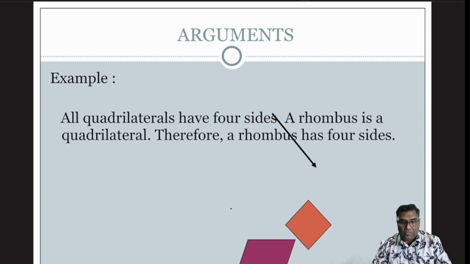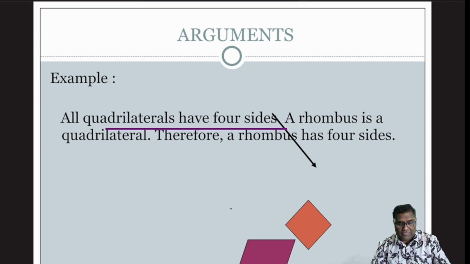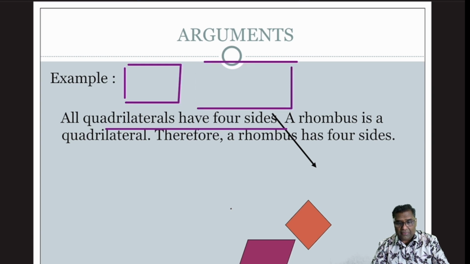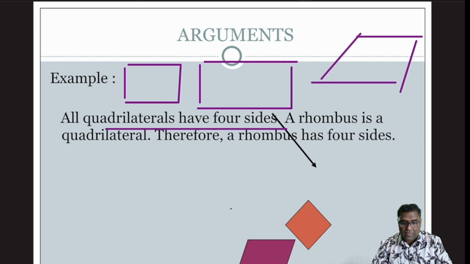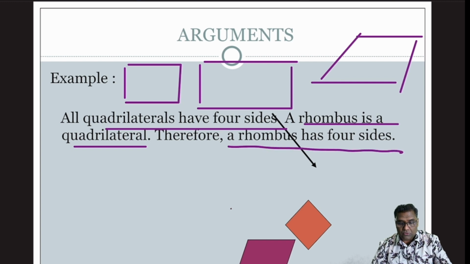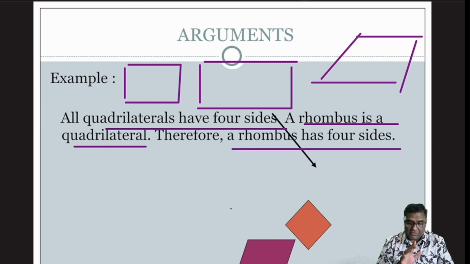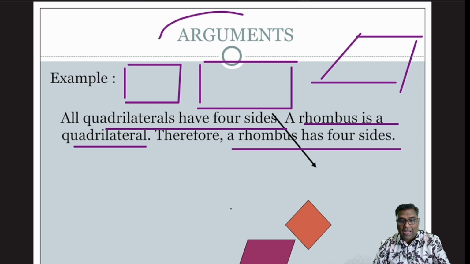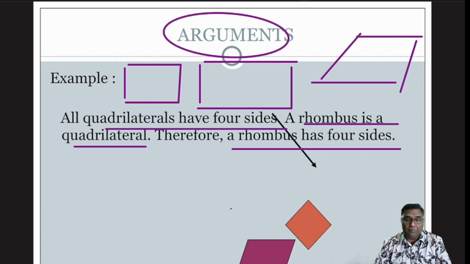Okay, all quadrilateral means can be any type, has got 4 sides. Quadrilateral means apa? Segi empat sama, segi empat tepat, segi empat selari. These are all called quadrilaterals. A rhombus has quadrilateral, is also a quadrilateral. Therefore, the conclusion, rhombus has 4 sides. This is what they mean by argument.